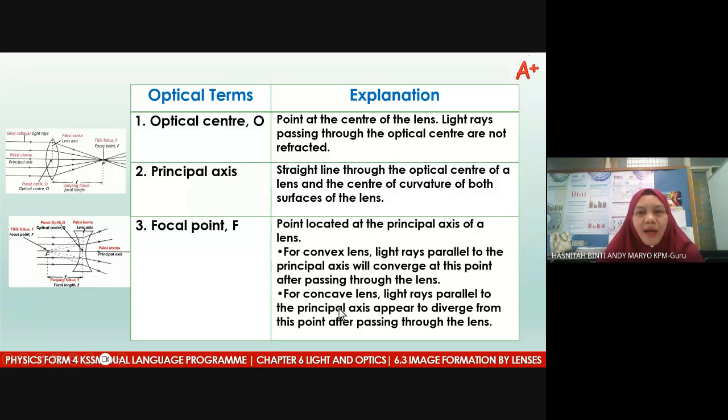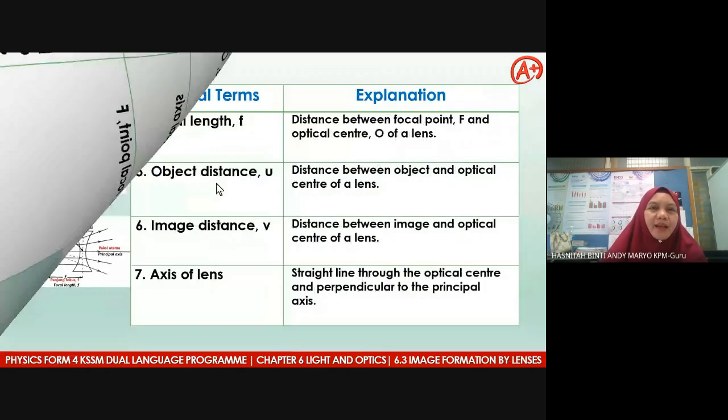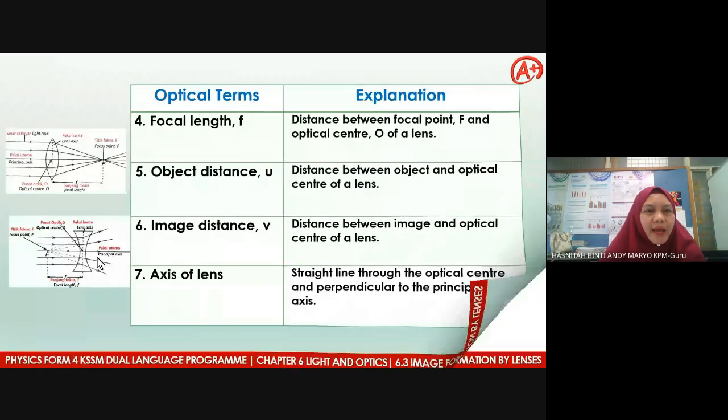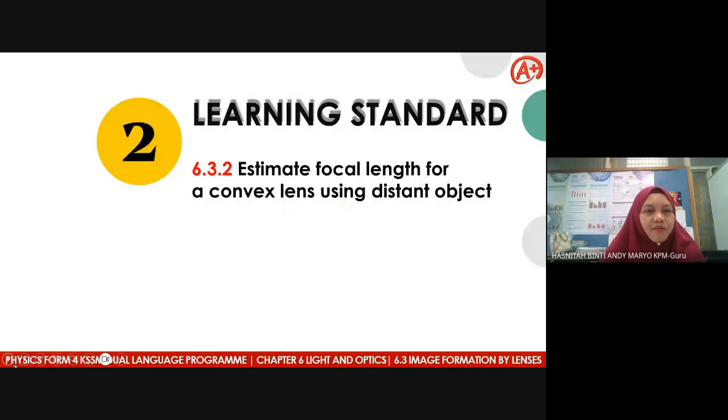Meanwhile, the focal point for a concave lens is a point where light rays that are parallel to the principal axis appear to diverge from this point after passing through the lens. Then we have the focal length.